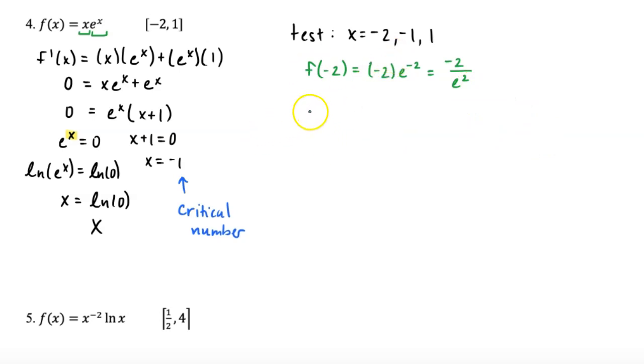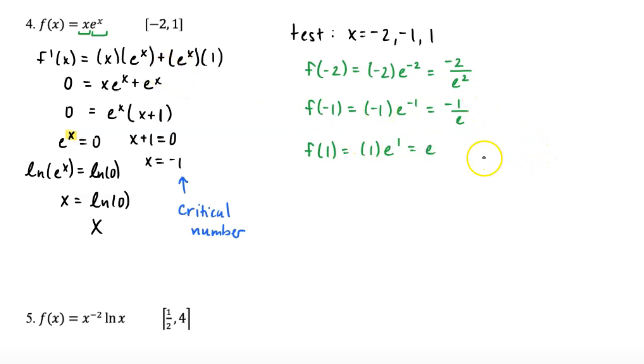So let's find those other two values, f of -1. All right, this is going to give me -1 e to the power of -1. And I can write this as -1 over just an e to the power of 1 in the denominator. Okay, one more. I've got f of 1. This is going to give me 1 times e to the power of 1, which is just e.